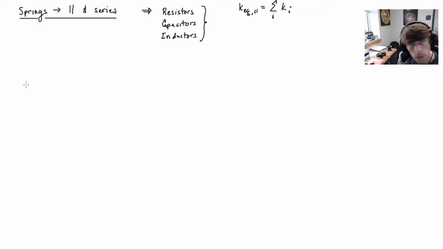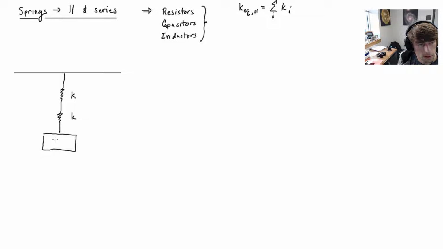Rock and roll. Well, the other question is, you don't necessarily have to have springs in parallel. Let's look at a different situation where I have two springs in what we call series. I'll call them K and K again, and they're hanging a box, M.